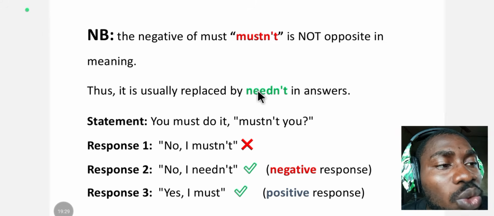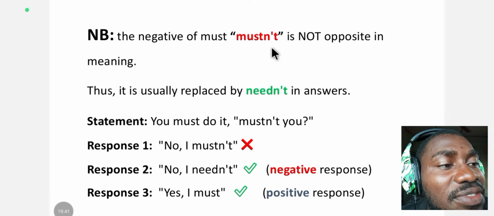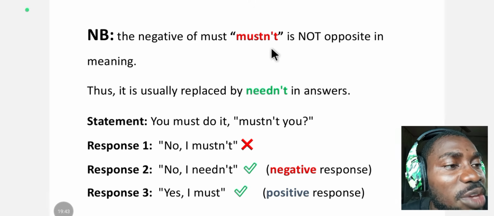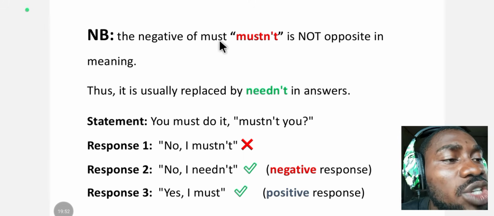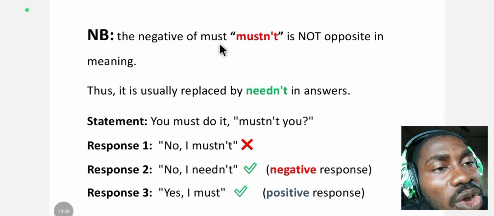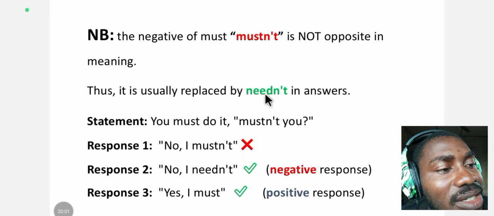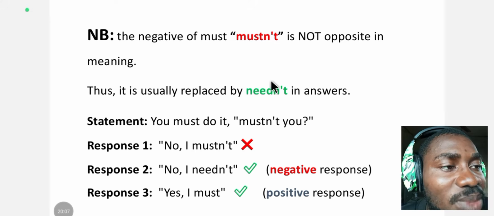So when there's a need to have a negative auxiliary verb in your tag, you want to use negative, following the law of disjunctive. You need a negative tag, and in the statement, you have a positive statement or a positive word. Must, for example: you have must in the statement, and you need to make the tag a negative one in order to comply with the law of the disjunctive. What do you have to do? You use needn't, because mustn't is not negative in meaning. So you use needn't as a replacement.